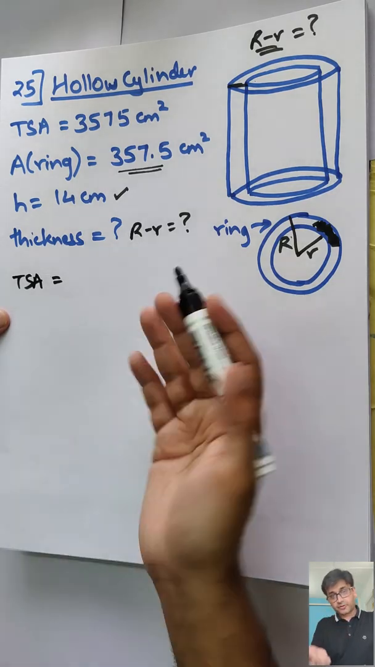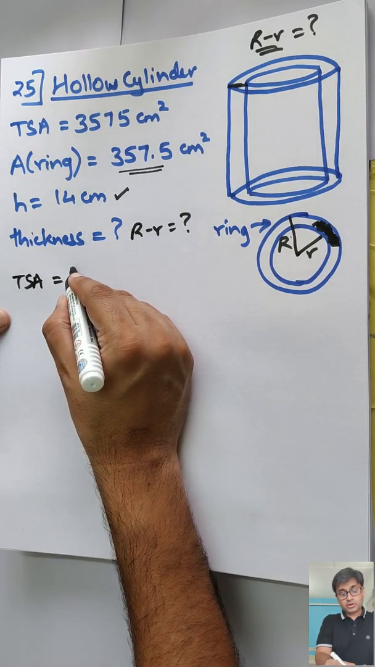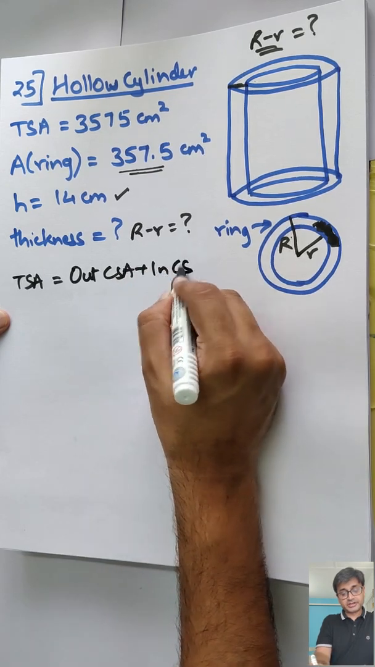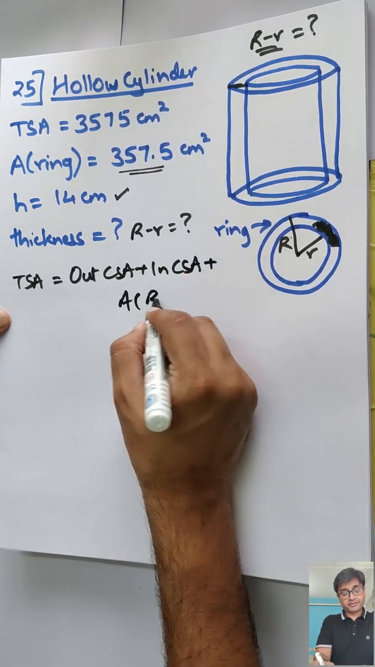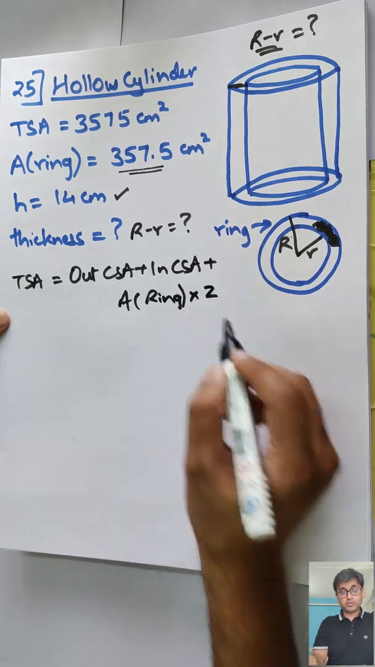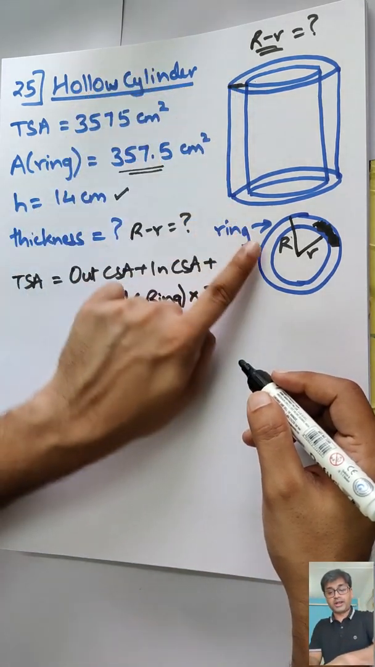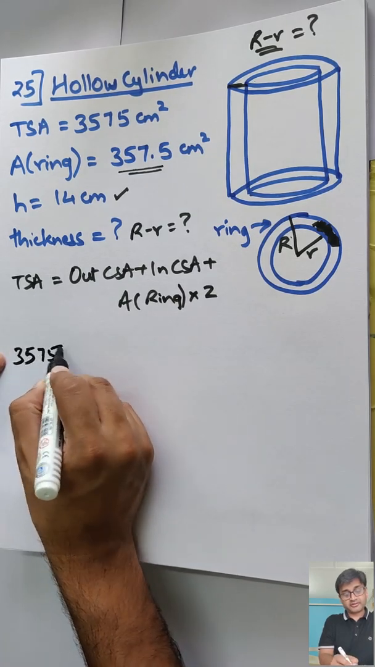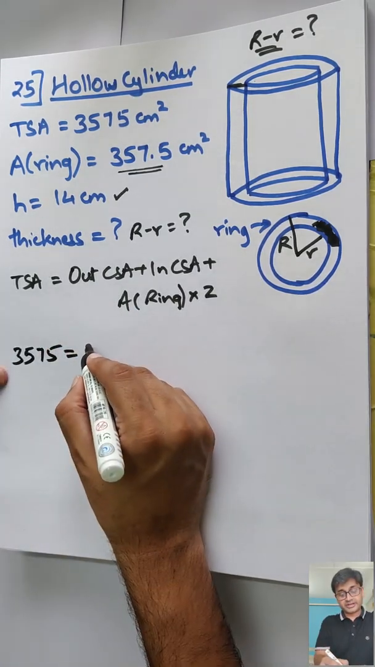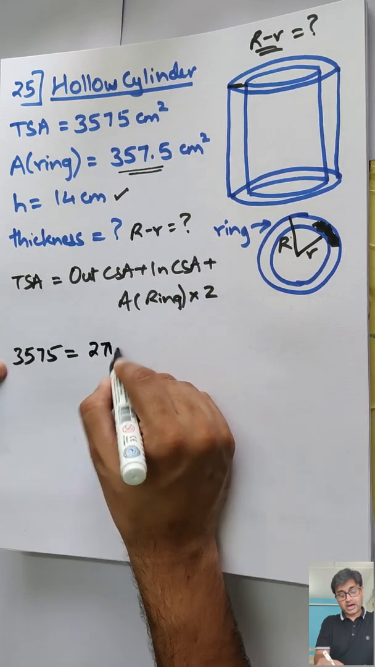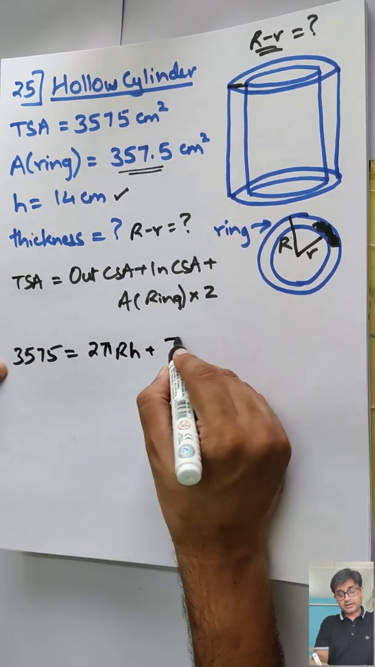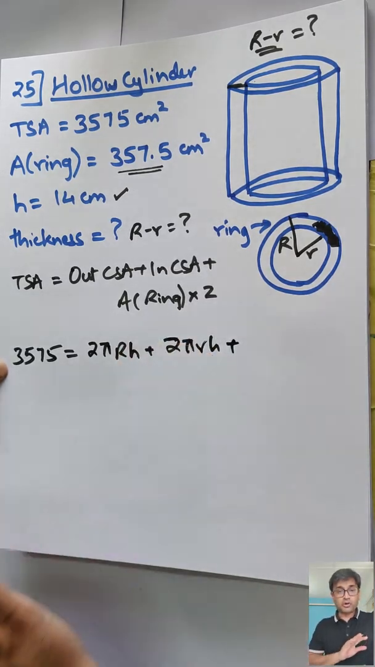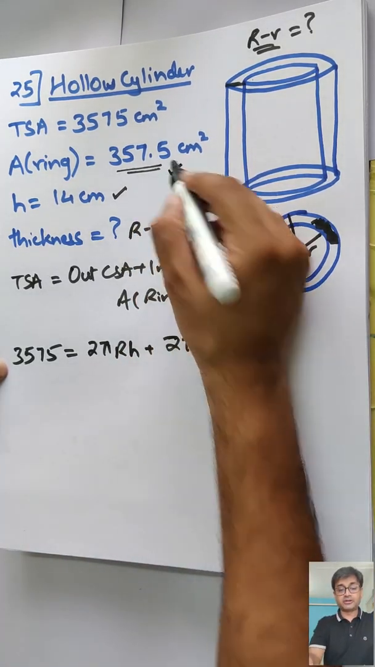Pause, try. If you don't get, come back. So outer curved surface area, inner curved surface area and area of ring into 2 because there are two rings, one on top, one at the bottom. Okay, so total surface area 3575. Outer curved surface area, so 2 pi RH. Inner 2 pi rh. Radii are different. And ring I am not writing the formula because I have the value ready made.